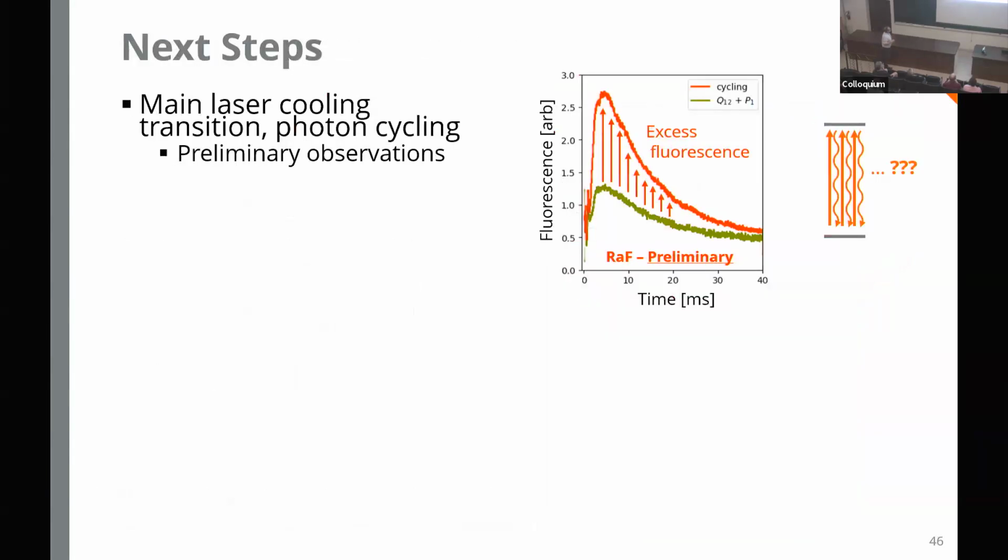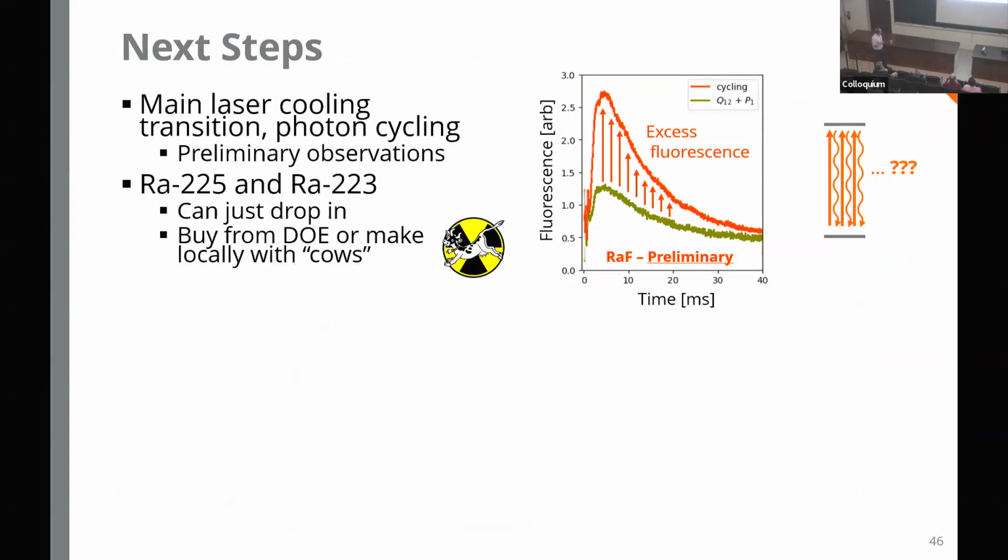To get started in that direction, we've been recently, like in the last few weeks, studying the main laser cooling transition in these molecules. We have preliminary observations that look like photon cycling, so the ability to do the basic ingredients of this optical control in radium fluoride.